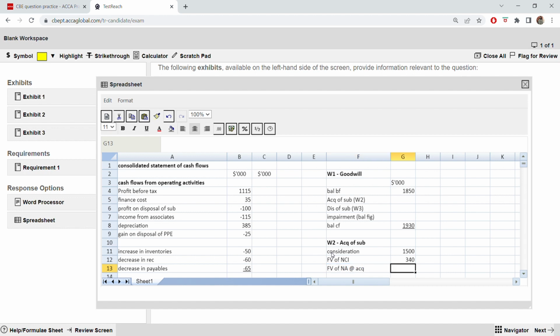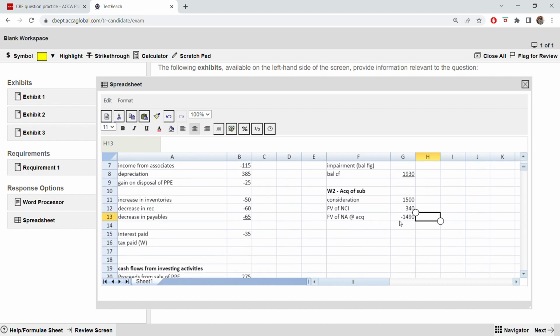You have to deduct it. They've already given it to you. Where are you getting it from? Note 2, right? 1,490, so minus 1,490. And get it. Here, equals sum function, take all the 3, enter. 350. Maybe you can even underline it so that it looks like an answer. So this is the answer, this 350.